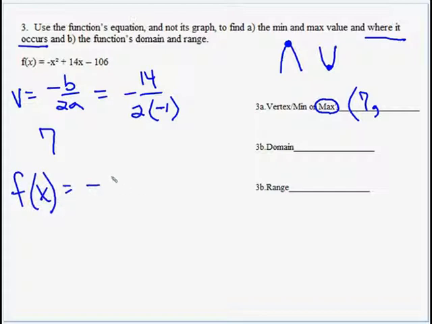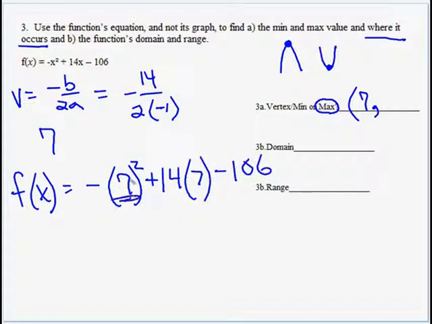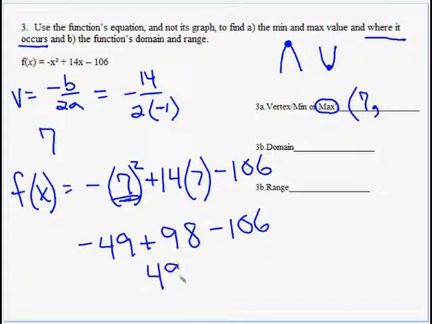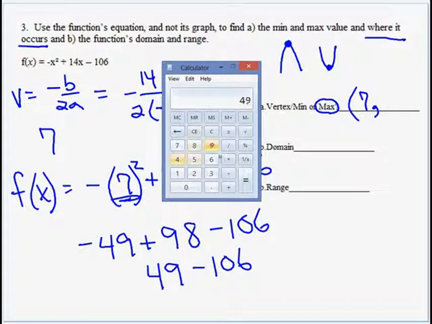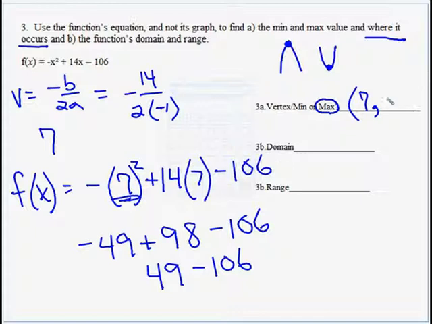So it's negative, and then we plug in our 7 and we square it, plus 14 times 7 minus 106. Well, square the 7, and it's 49, and it's negative. Plus 7 times 14 is 98, and then minus 106. 98 minus 49 is positive 49, minus 106. 49 minus 106 is negative 57. So that's our y coordinate.